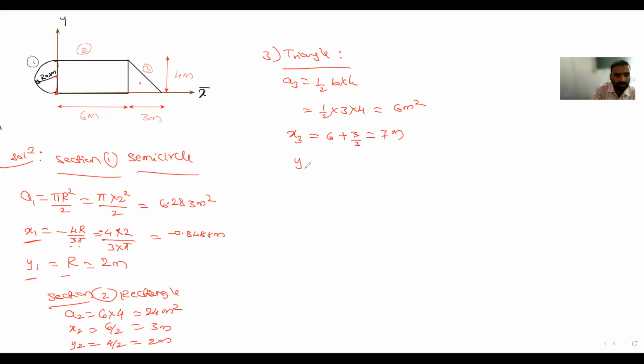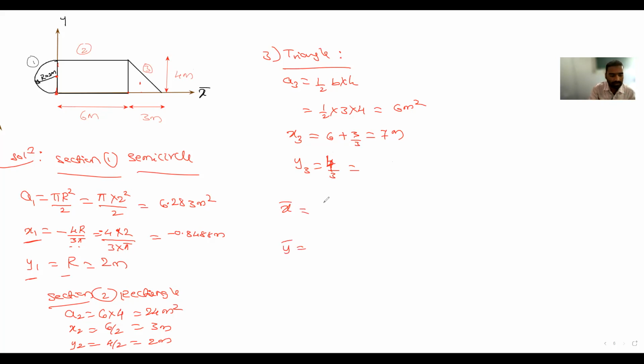Then y3. y3 is along y direction. Total it is 4 meter. H by 3. That is 7 by 3. You will get 7 by 3 is equal to how much? Okay, no, it is 4 meter. 4 by 3. Correct, 4 by 3. Finally, you can calculate x bar and y bar.